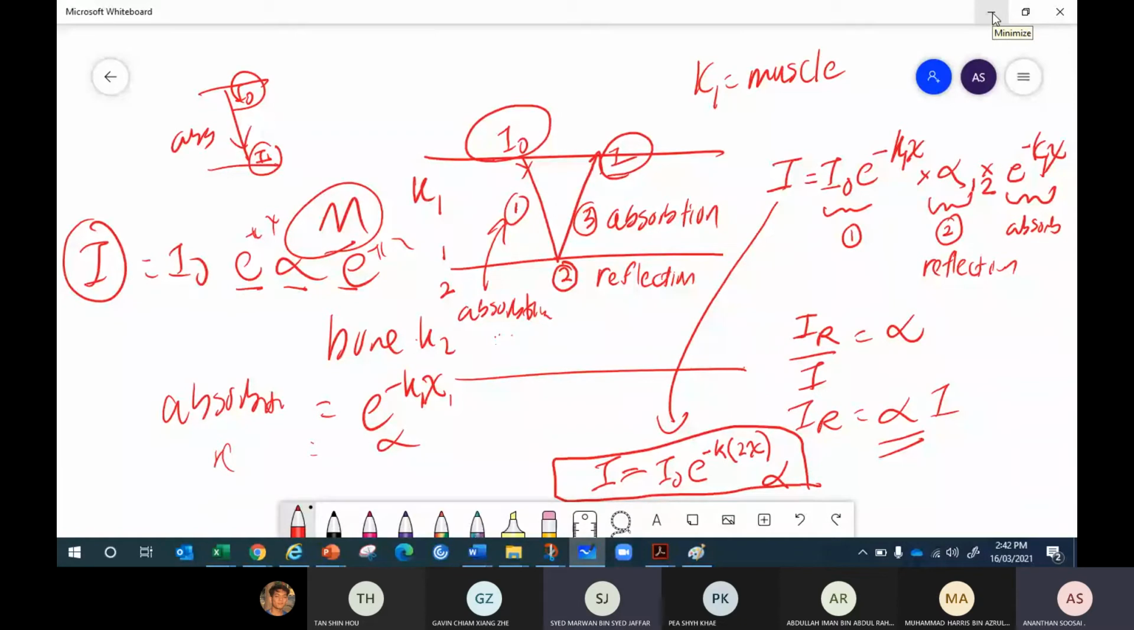Okay, so let's go back. Is I naught not the same as IR? I naught is the original. No, IR is different. IR is happening in the intermediate stage. I'm just linking the final intensity to the original intensity. That's it. It means the incident wave I in the first equation is the same as the I naught for the other equation.